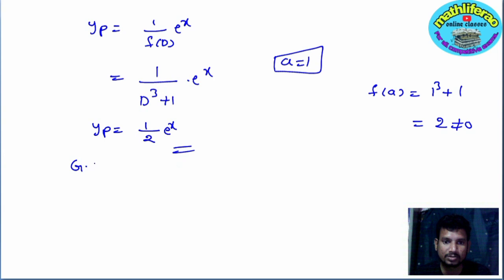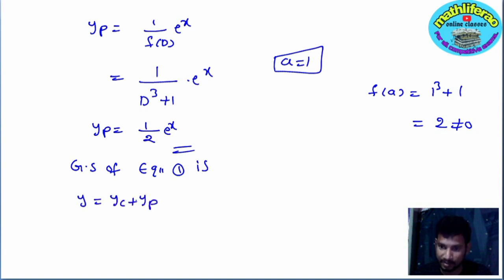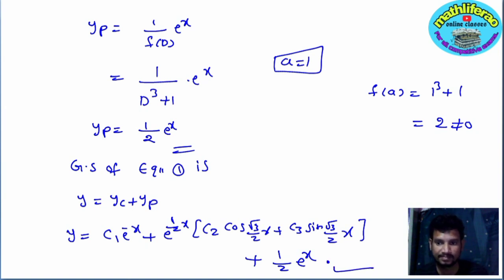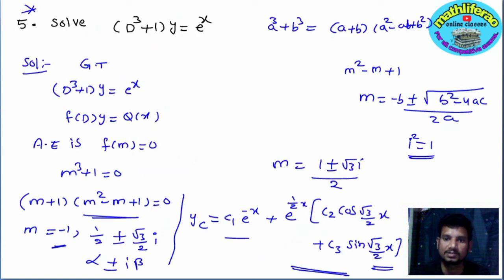Now the general solution of equation number 1 is y equal to yc plus yp. Here y equal to c1 e to the power minus x plus e power 1 by 2 x into (c2 cos root 3 by 2 x plus c3 sin root 3 by 2 x) plus 1 by 2 into e to the power x. This is the answer. This is one of the important questions, a short answer type question.